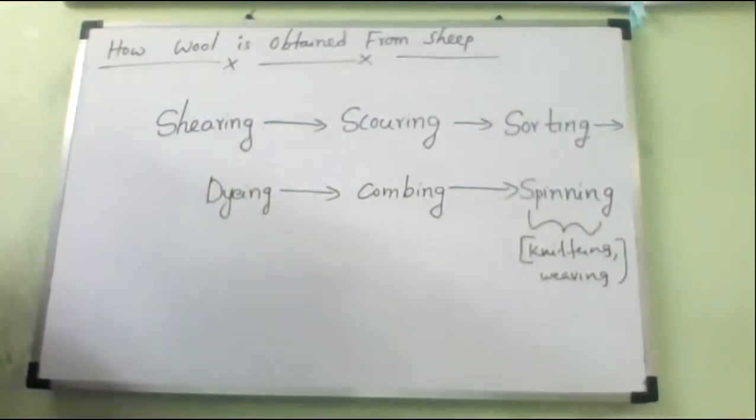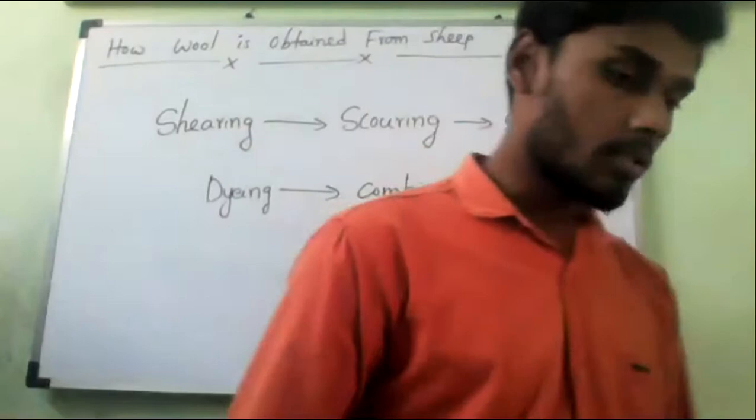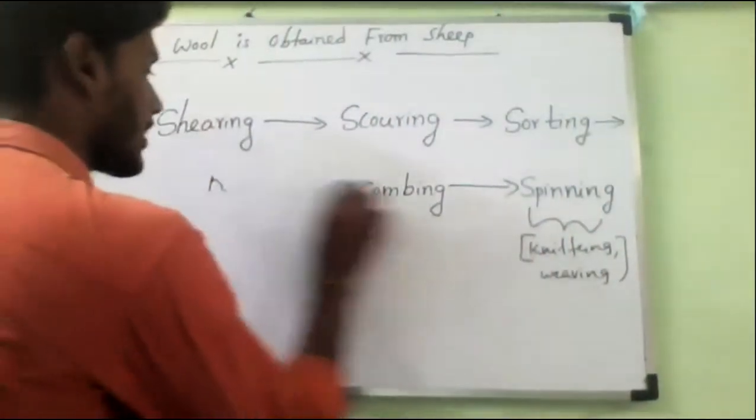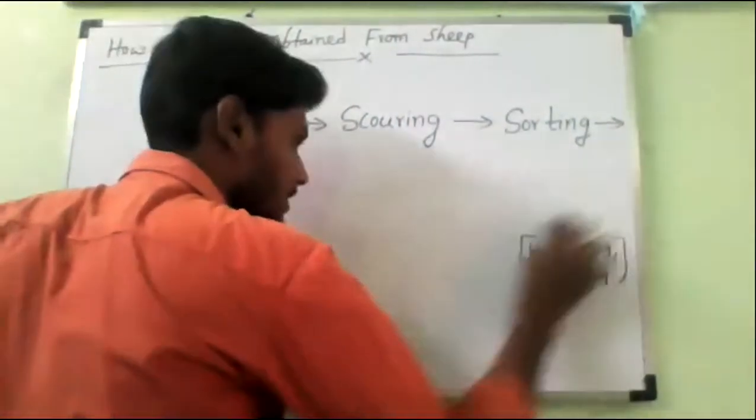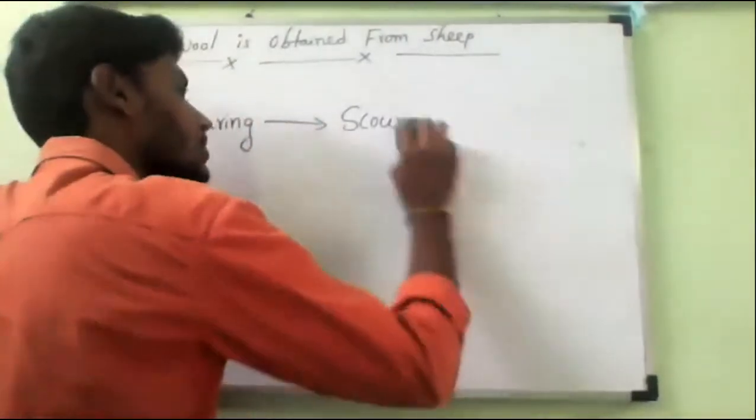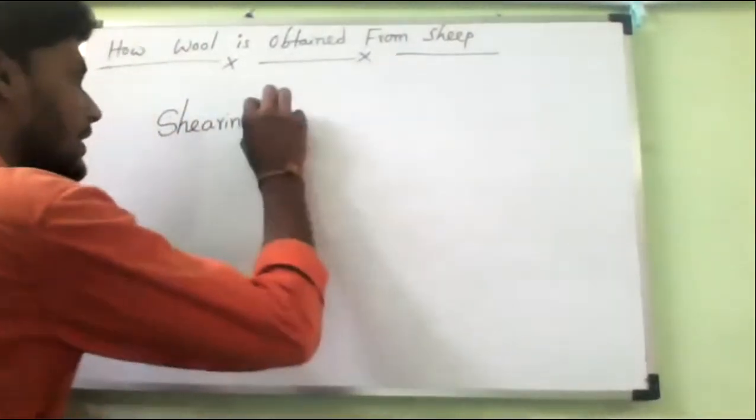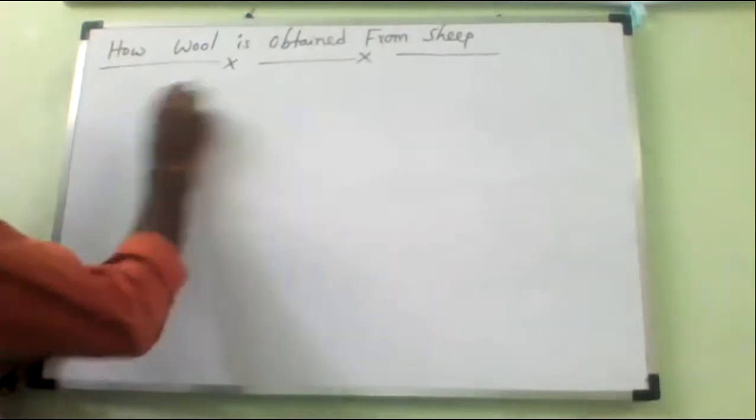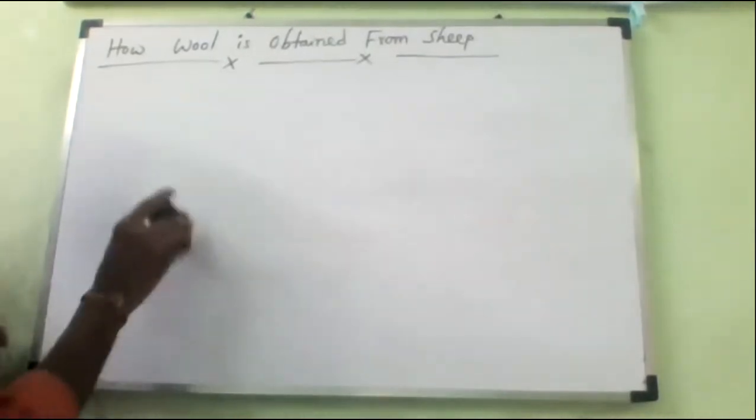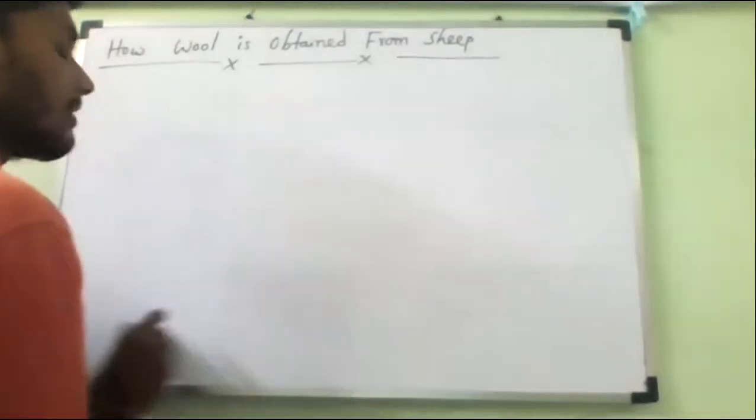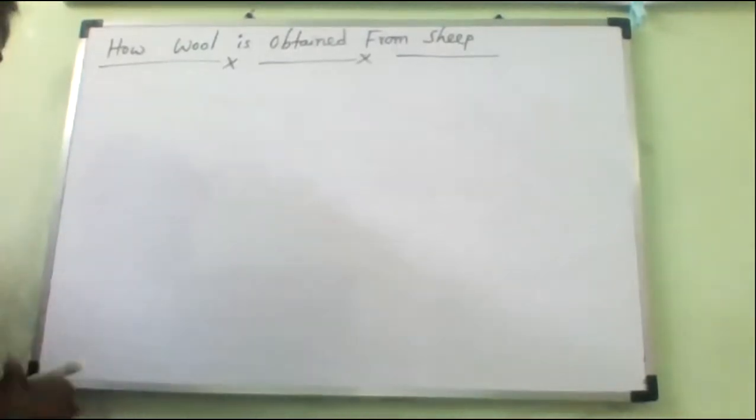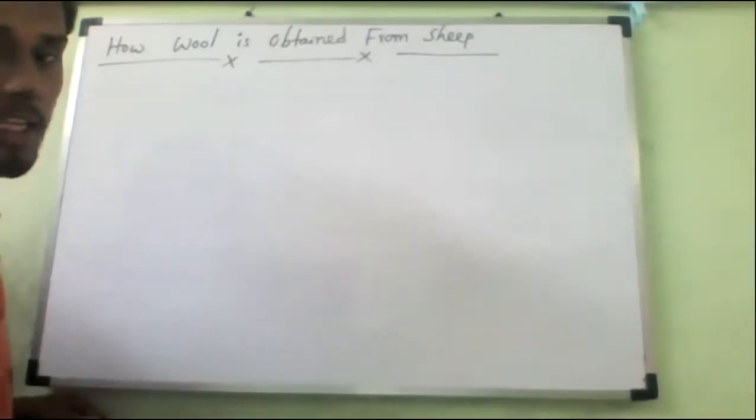Now, let us start one by one. We'll discuss now. What is the first step? Shearing. Keep the heading, shearing. Sir, this process is removing wool. Yes, I know that. Just keep the heading, shearing, and just listen. What is the spelling of shearing?